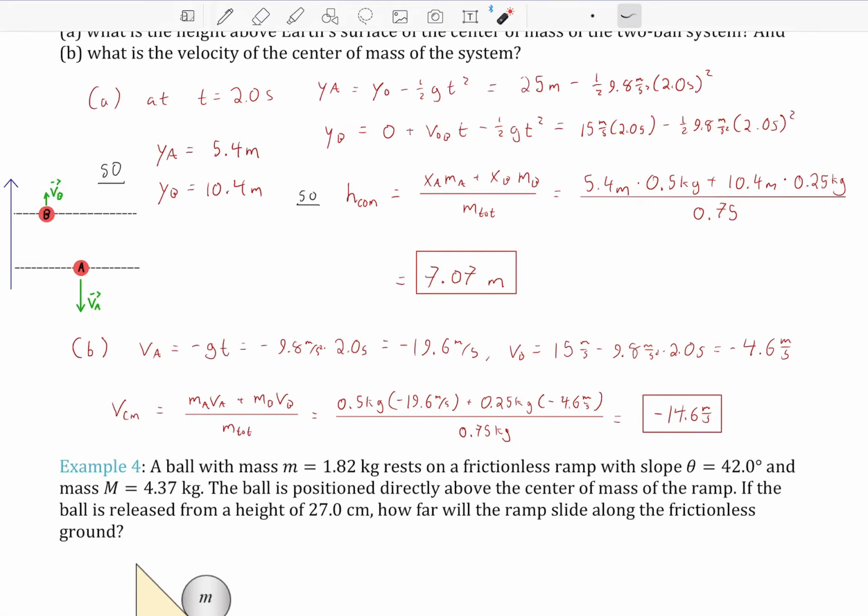There would be some moment, by the way, like a half second or a second earlier, where the velocity of the center of mass would be 0. There certainly would be a balance point.